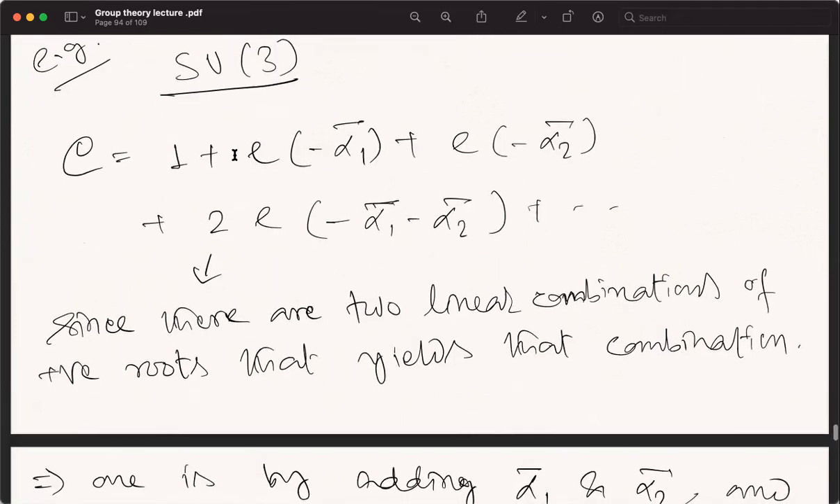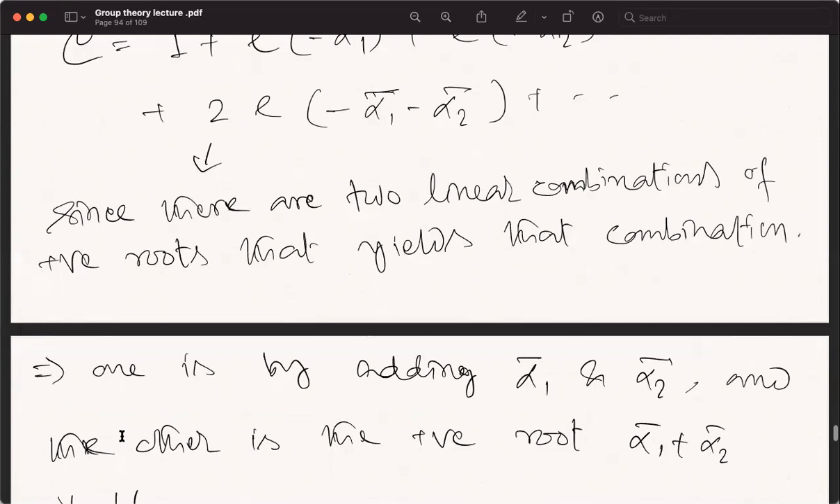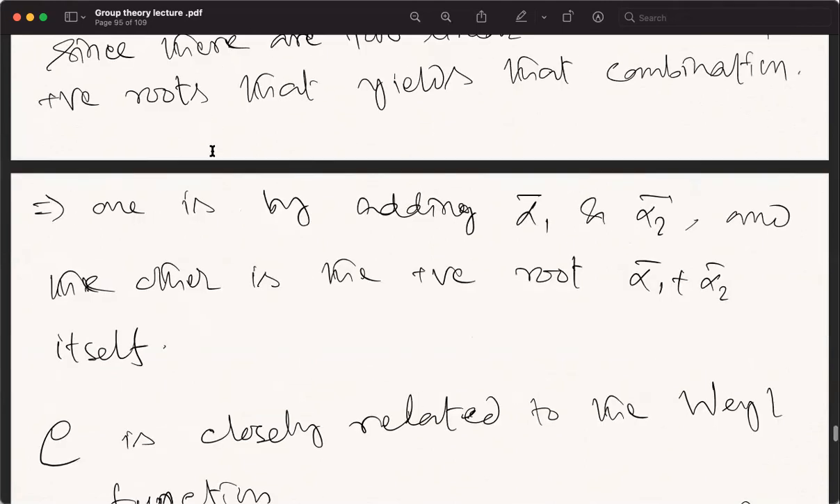Now you'll be wondering, here the coefficients are 1, what is 2? Since there are 2 linear combinations of positive roots that yield that combination: adding alpha 1 and alpha 2, so you get alpha 1 plus alpha 2. Another, alpha 1 plus alpha 2 itself is a positive root. So that's why you have 2 possibilities to reach these configurations. That's why this n mu is 2. In this way, you can understand the multiplicity, how to count this thing.